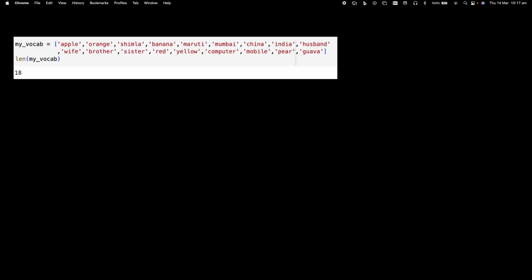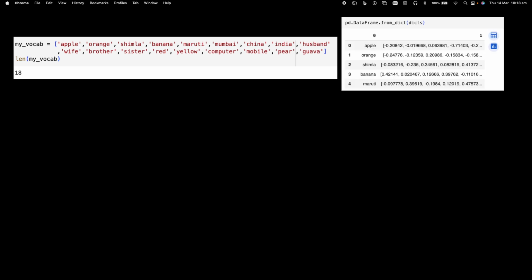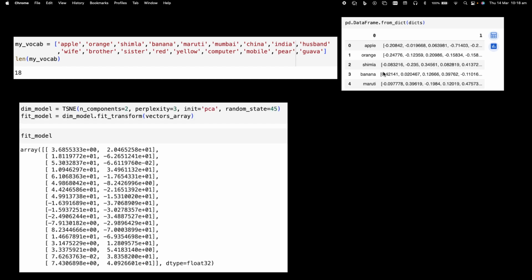So I took some dummy examples to prove my point again, which have a unique vocabulary of 18 words. What I'm trying to do here is to assign the embeddings. In this case, there are 300 embedding dimensions for each single word. I put it in a data frame, that's what I have shown here, and I'm fitting it in a t-SNE model. t-SNE is basically for visualization purposes. There are 300 dimensions in our data.